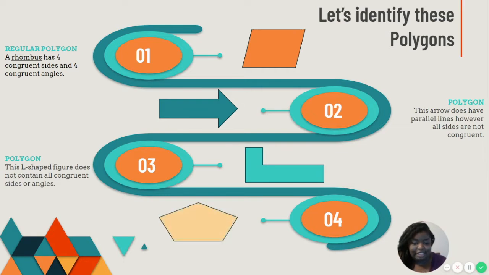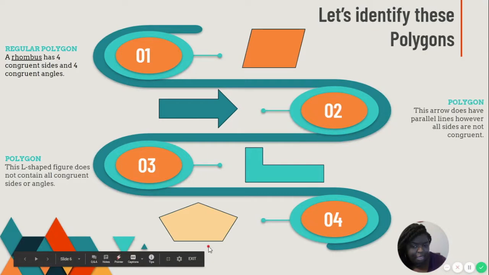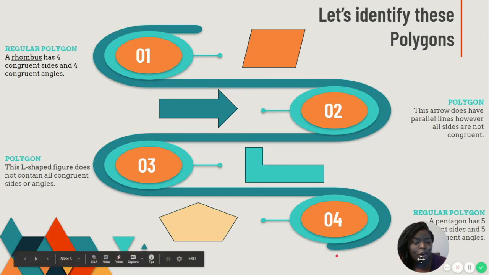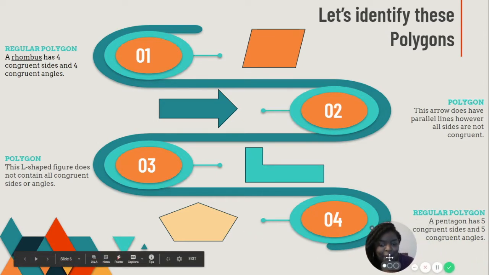And then lastly, here we have a 5-sided shape. This would be considered a regular polygon, or what we also know as a pentagon.